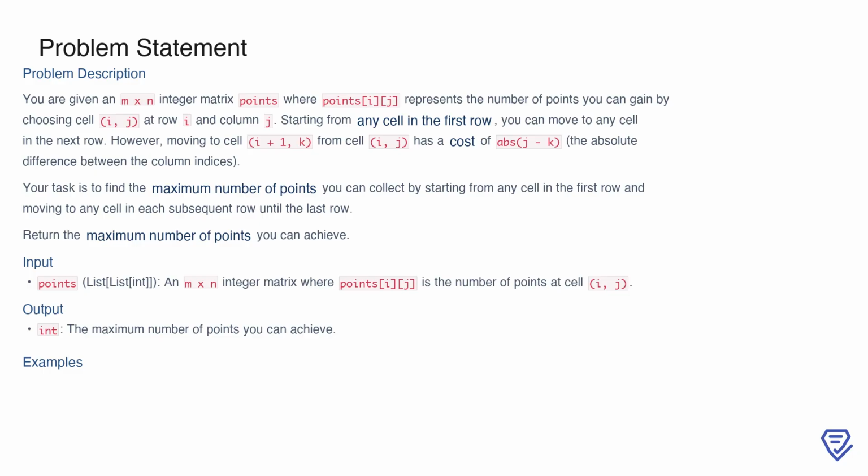The objective is to find the maximum number of points you can collect by traversing the matrix row by row. You can start from any cell in the first row and move to any cell in the subsequent rows. However, there's a catch: moving between columns comes with a cost, which is the absolute difference between the column indices of your current and next cell. Your task is to maximize the total points collected while accounting for these movement costs. The output should be the maximum points you can achieve after traversing from the first row to the last row.